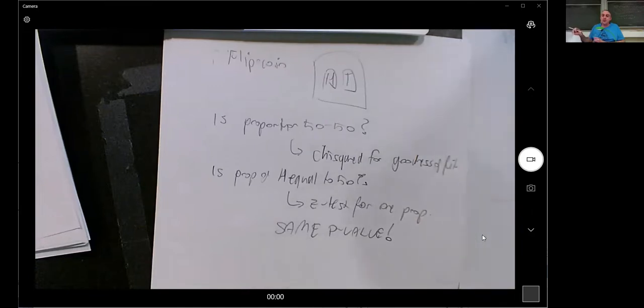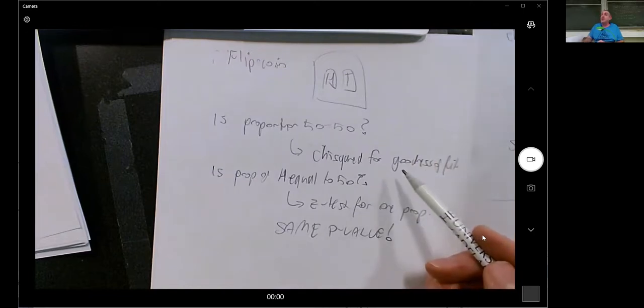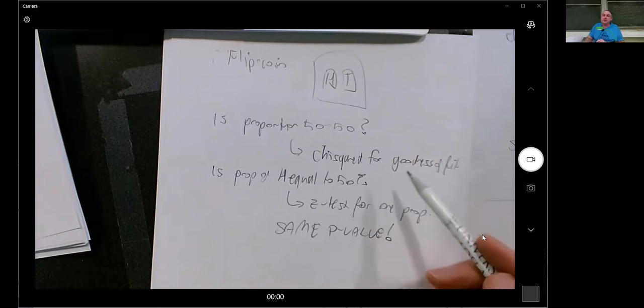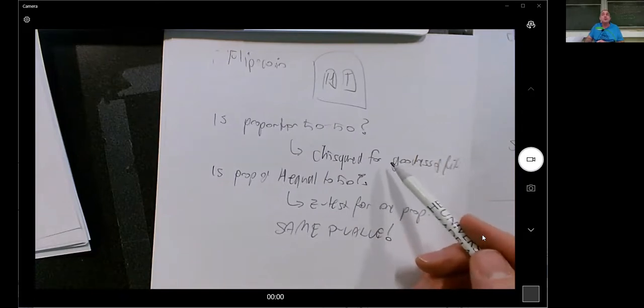A natural question to ask at this time would be, why would you do one or the other? If all you want is a p-value, you can use whichever one you want, whichever one feels natural at the time, they'll give you the same results. But what the chi-square test for goodness of fit doesn't give you is a natural way to produce a confidence interval.